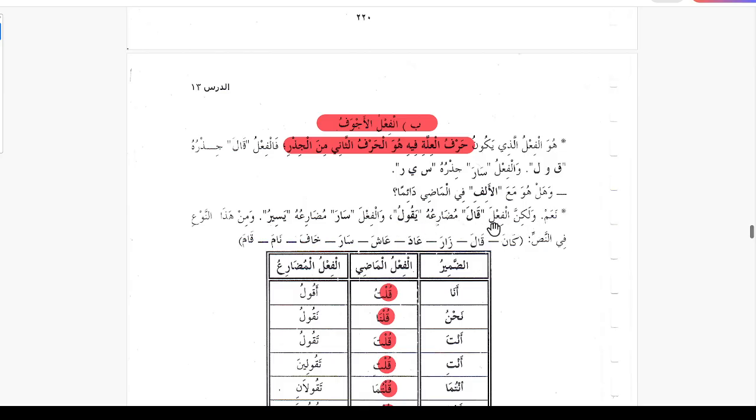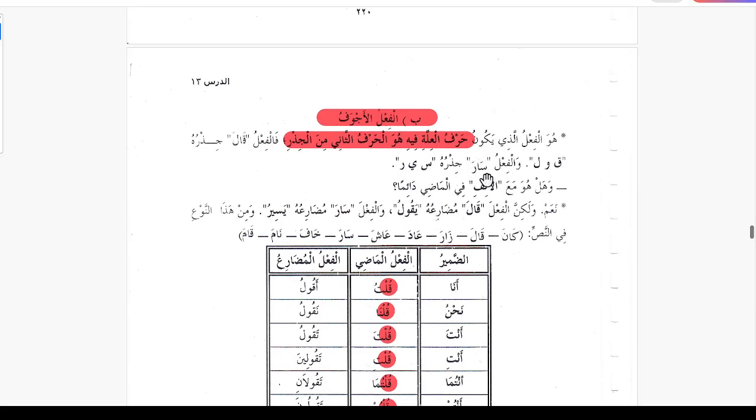Yes, but the fail mudari of kala is yakulu, and we see the waw here. That is why we are saying that the root letter is waw, which comes out in the case of fail mudare. And for Sara, the fail mudare is yasiru, so that means the second letter is not alif, it is actually ya, but it is written like alif, and it comes out in the case of fail mudare.